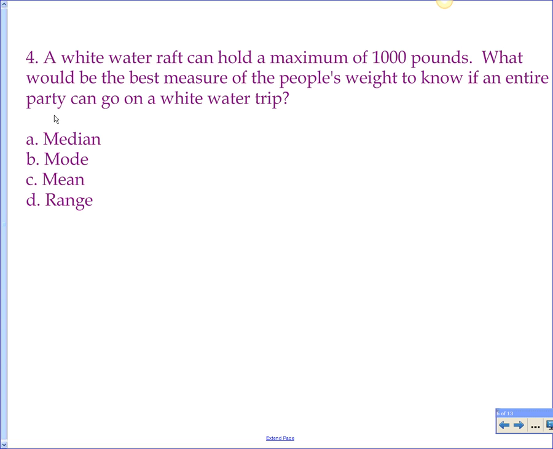What is the mean? What's the other word for that? Average. How do you get the average? You add them all up. So to get the mean, would you have to know everybody's weight? Yes. So this right here is your best answer. So to get the average, you would have had to add everybody up. When you add everybody up, would you know if you met the weight limit or not? If it's over 1,000, can you all go on the raft? If it's over 1,000? No, you'd have to split into 2 rafts.